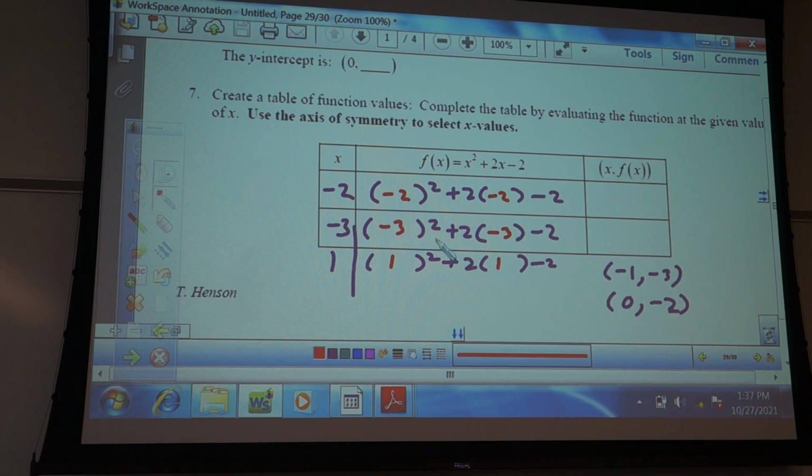So what do we get for the first one? -2 squared is 4. So I'm just going to write them above. This is 4. This is -4. -2. So 4 minus 4 minus 2 is -2. So this becomes -2, comma, -2. This one, negative 3 squared is 9. 2 times negative 3 is negative 6. And minus 2. So 9 minus 6 minus 2 is 1. So this becomes negative 3, comma 1. And the last one, 1 squared is 1. 2 times 1 is 2. Minus 2. 1 plus 2 minus 2 is 1. So the last one is 1, comma 1. So those are my 5 points.